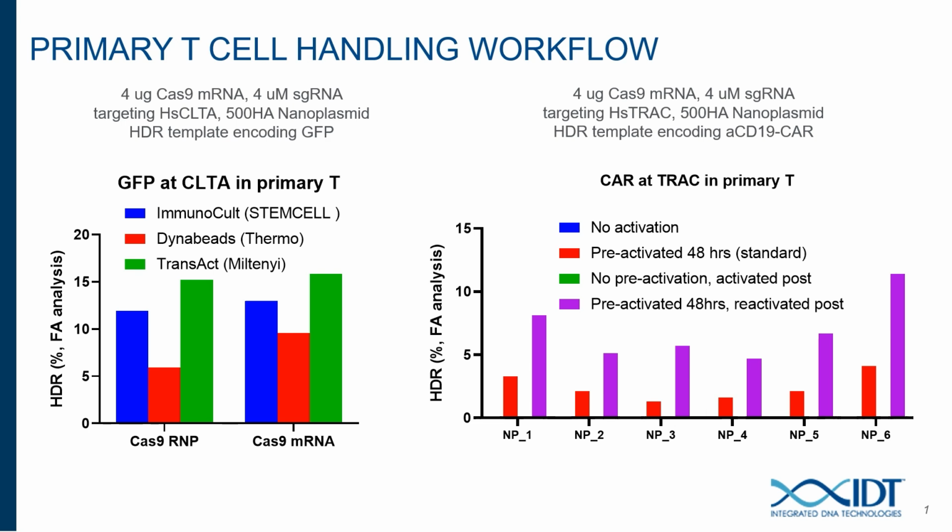But the highest rate of knock-in was observed when the cells are primed with the activation prior to transfection and then reactivated immediately post-transfection. We think this is just because the cells are most metabolically active with that first activation and then the second. And this is now our standard activation protocol for any primary T HDR experiment.